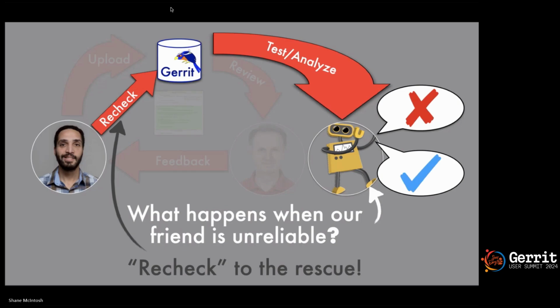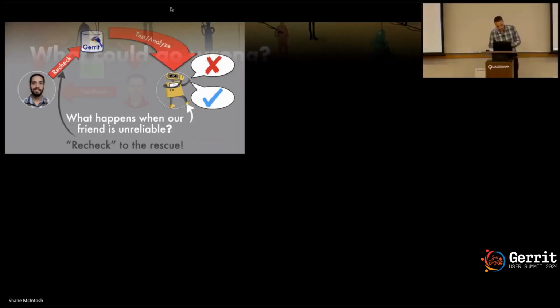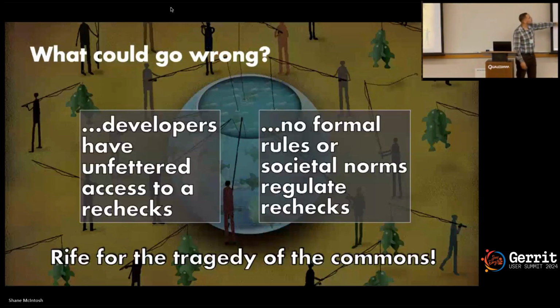Just to wrap up, we've been talking about this recheck phenomenon, where a developer might have been blocked from making their submissions due to an unreliable bot, and we had this recheck feature that we could use to unblock them, right? We talked about how the tragedy of the commons is potentially at play here, because developers have unfettered access to rechecks, and there are no formal or societal norms dictating how they use rechecks.